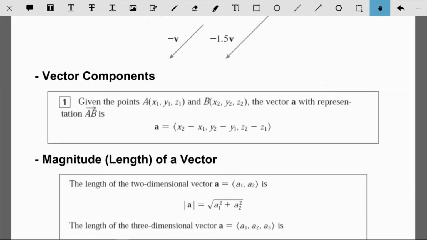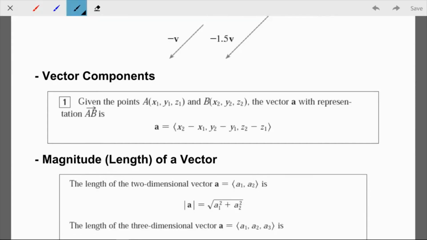Okay, so here's where we start to get into the components of the vectors. This is the component form that I was talking about earlier. We've got this vector A that is going between A and B. So from A to B, if I want to find the components, I'm going to do x2 minus x1, y2 minus y1. If it was 2D, that would be the end of it. But in 3D, we're also going to do z2 minus z1.